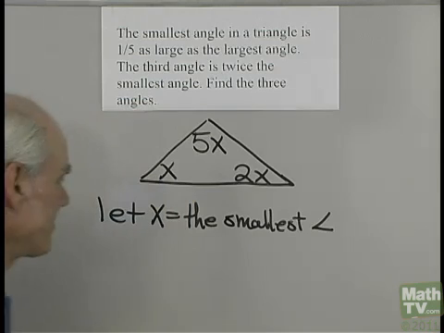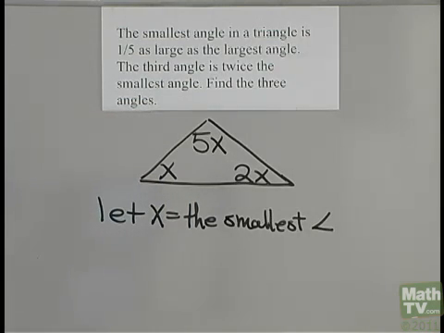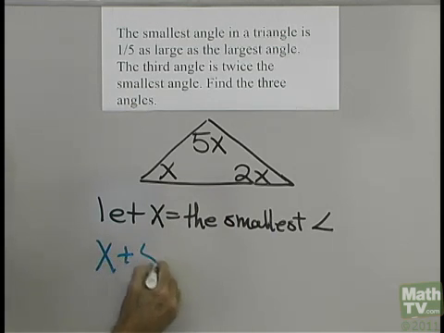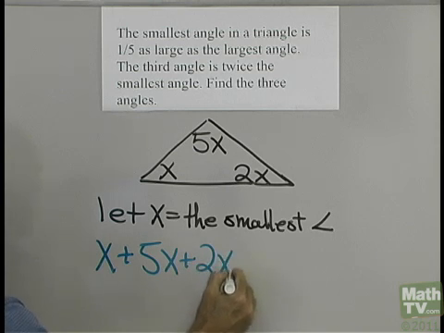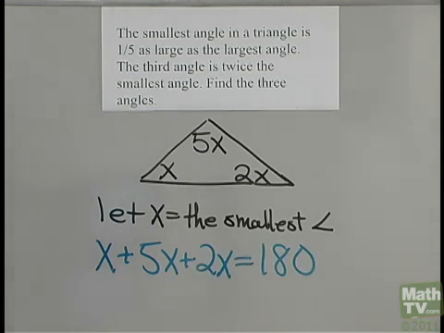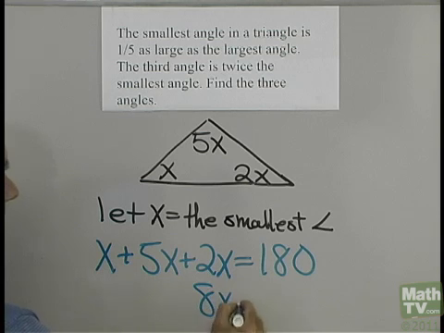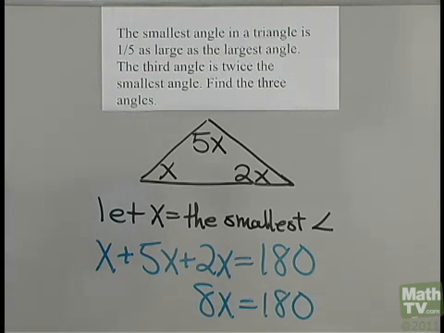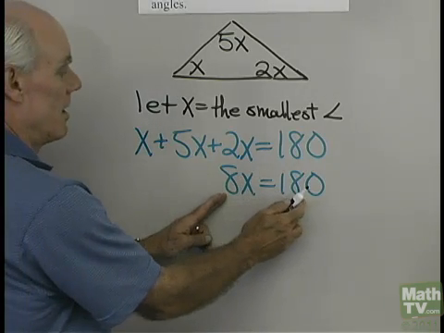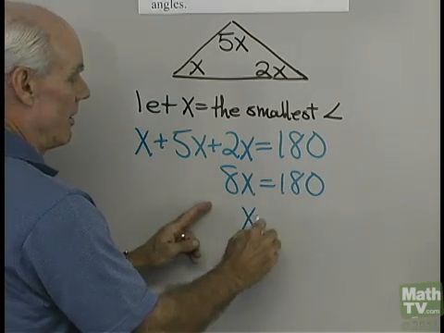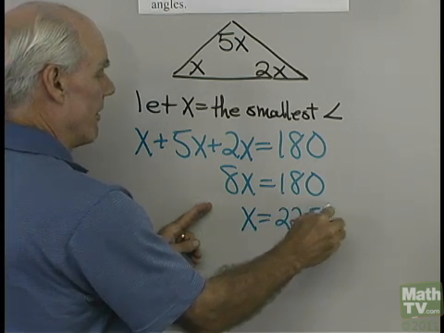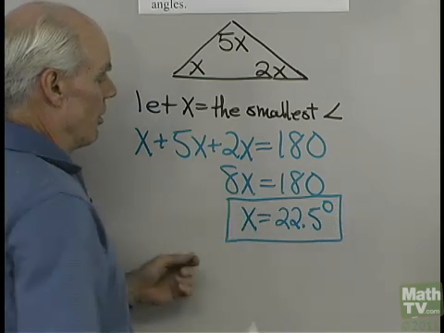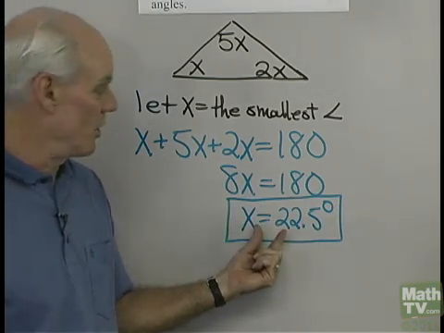Let's see if we can write an equation. The third angle is twice the smallest angle, so I have the 2x, I just filled that in. Okay, the sum of the angles in any triangle is always 180 degrees. So x plus 5x plus 2x must be equal to 180 degrees. Let me add up x plus 5x plus 2x. That should give me 8x equals 180 degrees. Okay, I divide both sides by 8, or I multiply both sides by 1/8, and I'll end up with x is equal to 22.5 degrees.